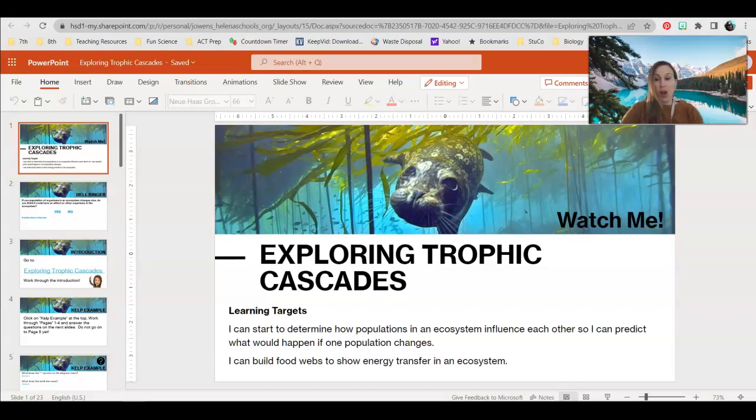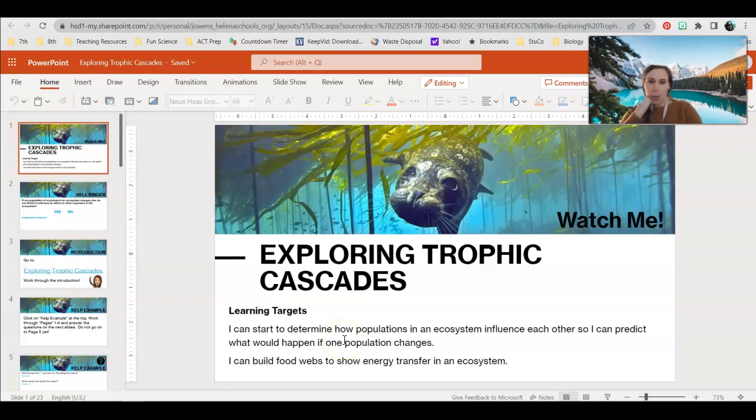7th graders, welcome to our new unit. To kick this unit off, we're going to do this activity called Exploring Trophic Cascades. A lot about what you guys learn in this lesson is going to be something that we use throughout this whole unit. So you guys are kind of getting a little sample of everything we're going to learn in this unit.